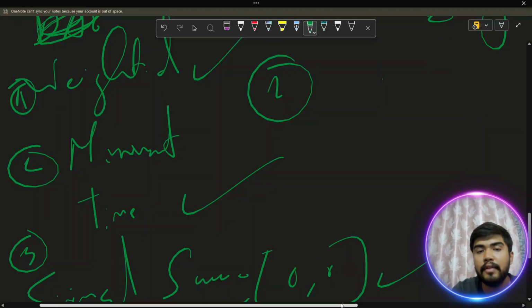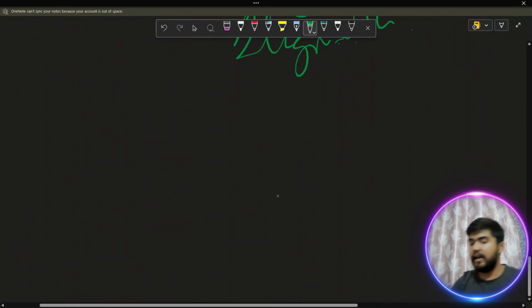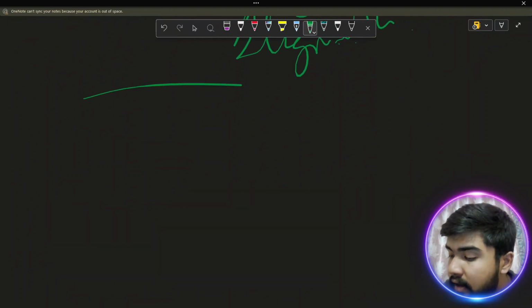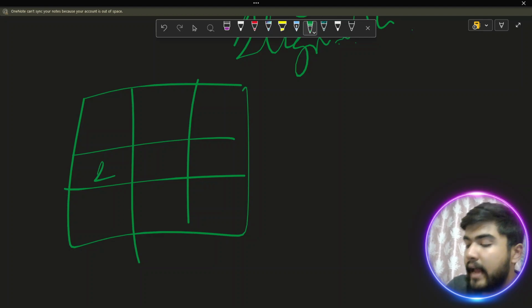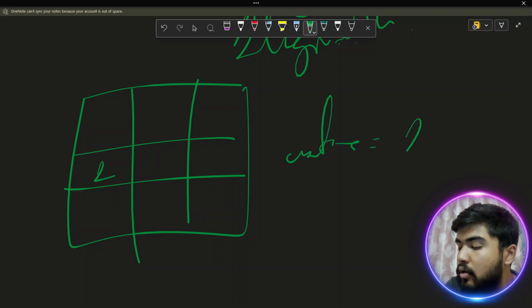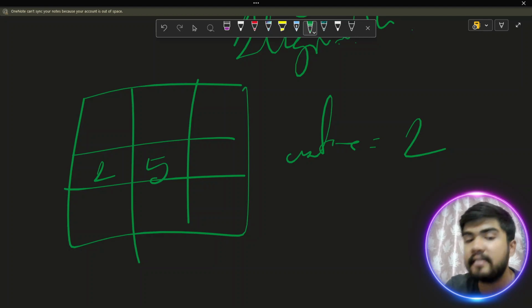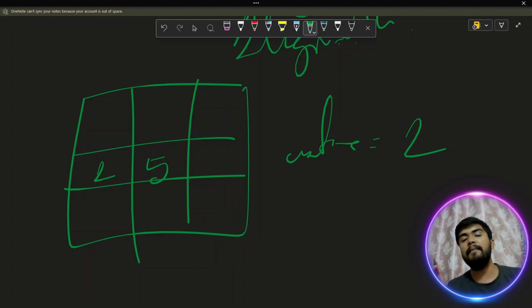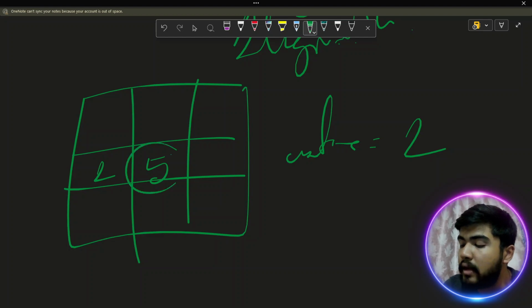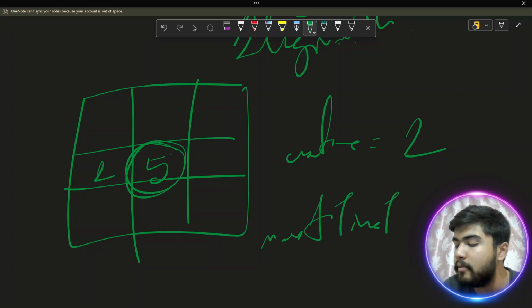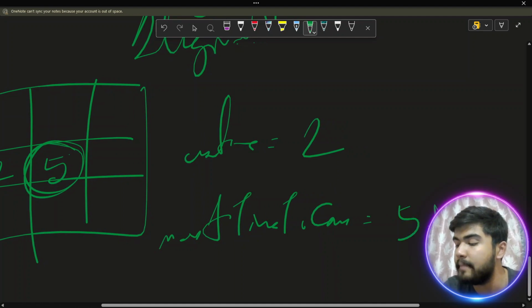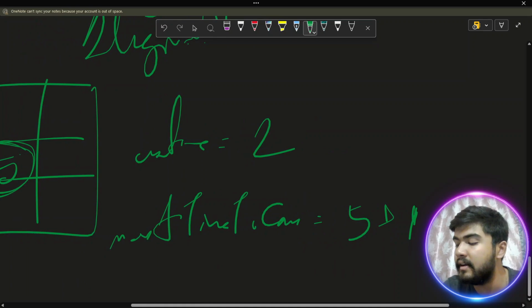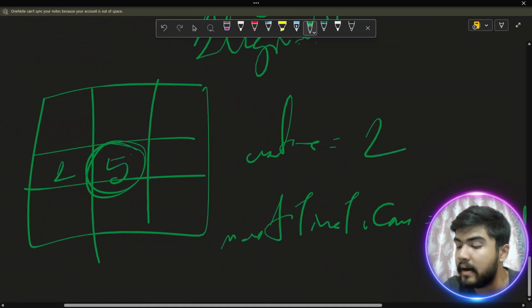So now if we go to our OneNote, I think I have already shown this, but for the sake of simplicity, I can draw a grid again. Let's suppose you are here at current time 2, and to explore this particular cell, you need a minimum time of 5. Min time is 5. So your next time to consider should be 5 plus 1. At time 6, I should be able to land on this particular cell.